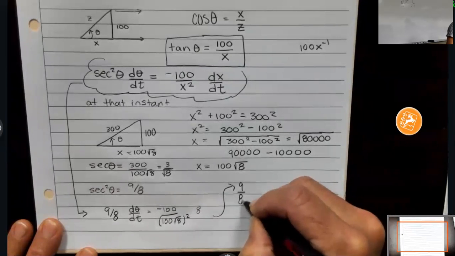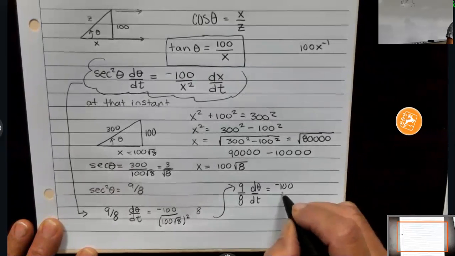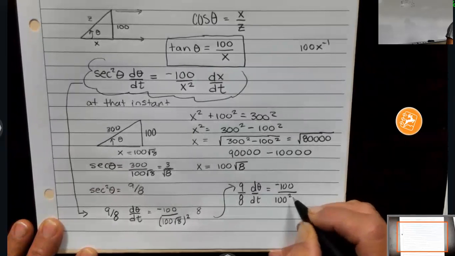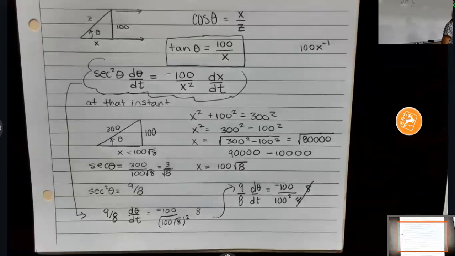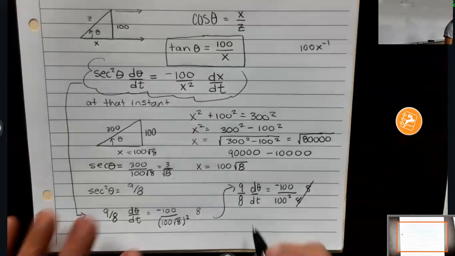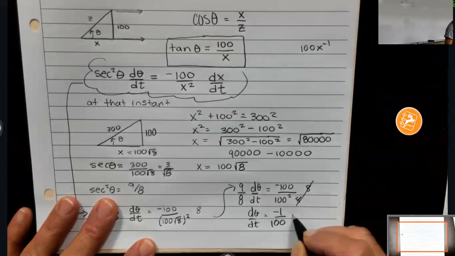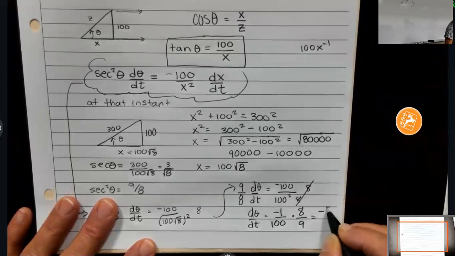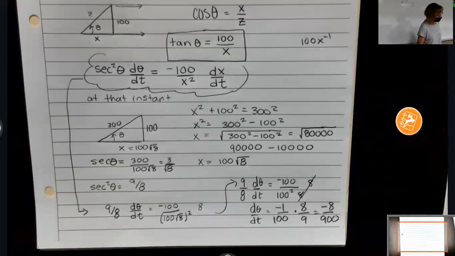Looks like I can finish this. 9/8 d theta dt is equal to negative 100. This is going to be 100 squared. This will be an 8 that's going to cancel with this 8. So one of these hundreds cancels. So on the right-hand side, I have negative 1 over 100. So d theta dt is negative 1 over 100 times 8 over 9, which is negative 8 over 900. That's going to be radians per time unit, radians per second. The angle is decreasing at a rate of 8 over 900 radians per second.